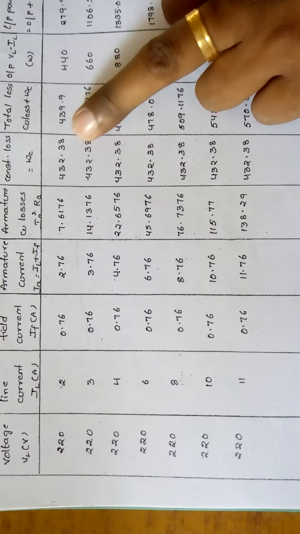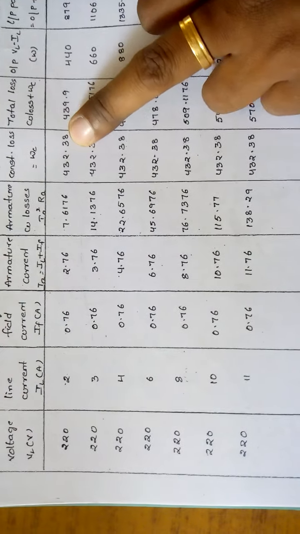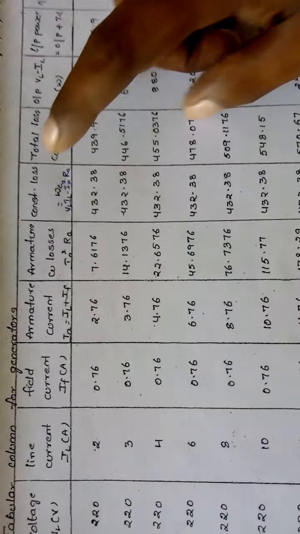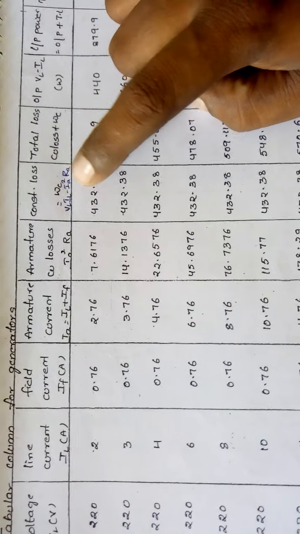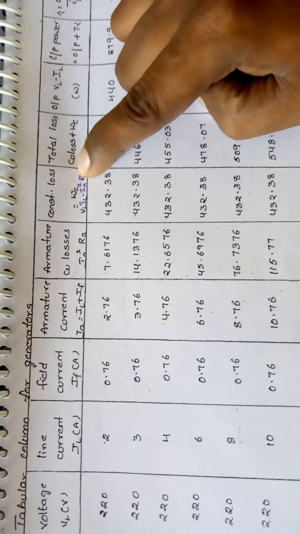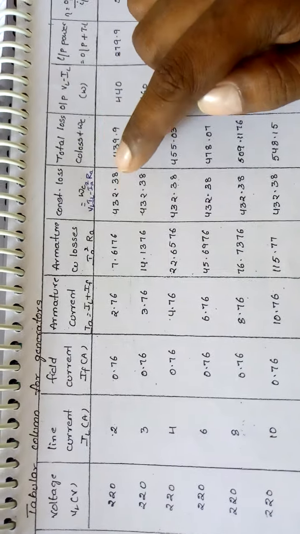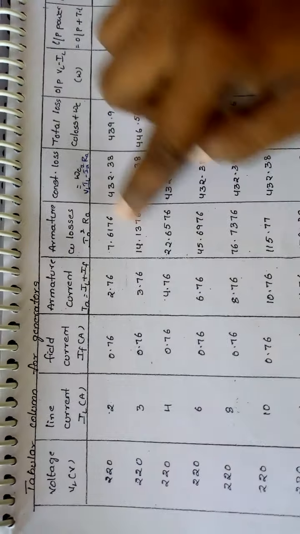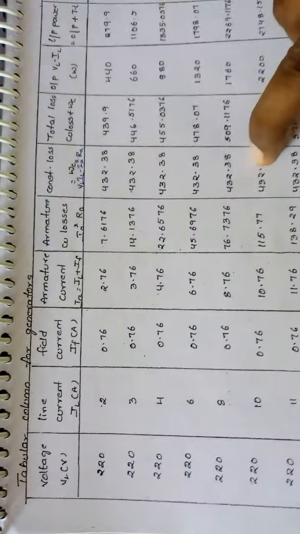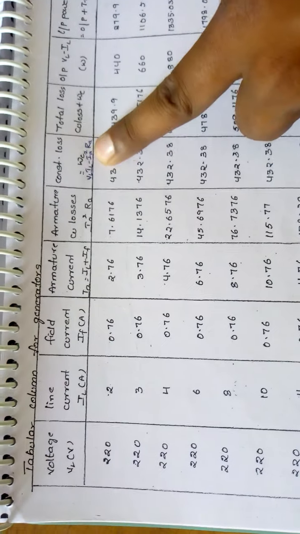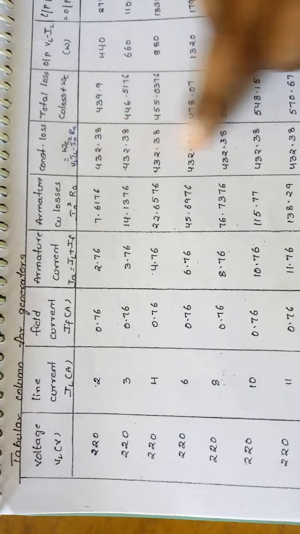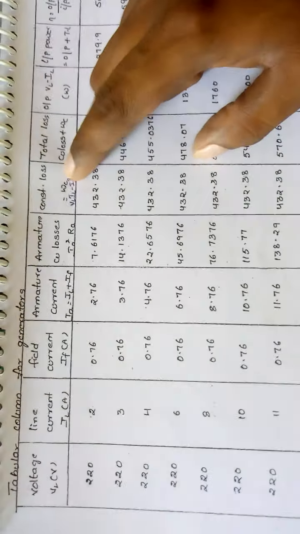Next, constant losses is WC. So the next part is constant losses, that is WC equal to VL IL minus IA square RA. If you substitute in this formula you are going to get the first reading, and the same value should be put for all remaining readings. Don't go for this formula again. Whatever value we got for the first reading, put the same value for the remaining readings. This is what we have to do.